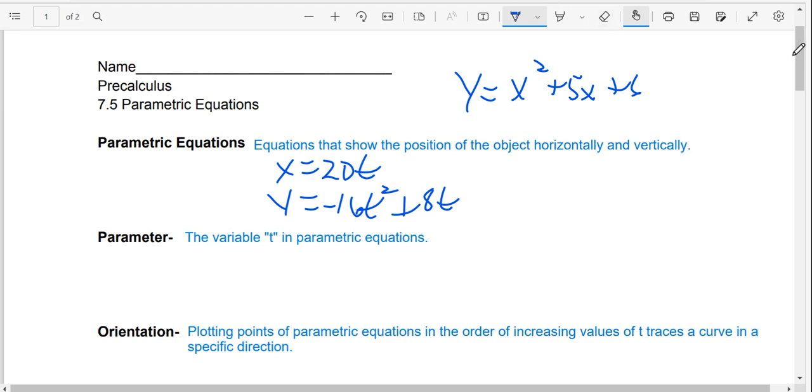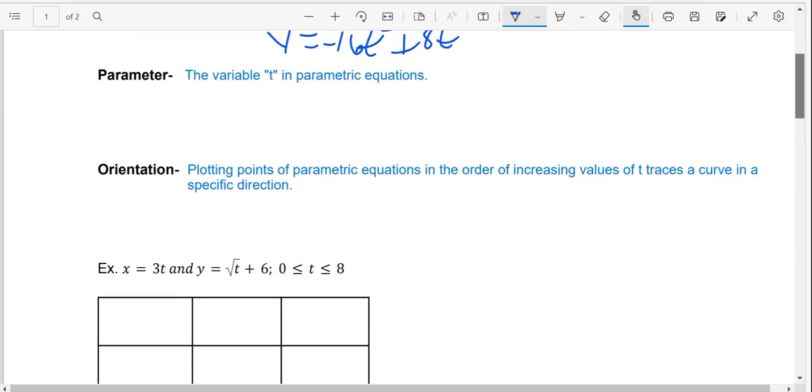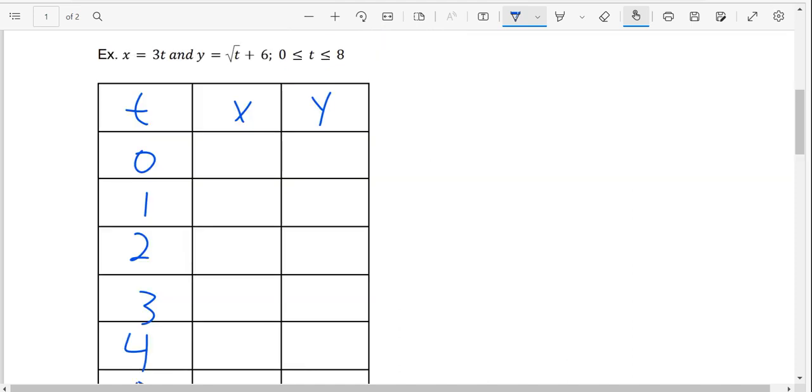Orientation. You'll be hearing me mention orientation some as well, and it's whenever you're plotting points of a parametric equation in the order of increasing values of t and it traces a curve in a specific direction. So it's pretty much what is happening in your graph. So here's an example. We want t values from 0 to 8, including those values.